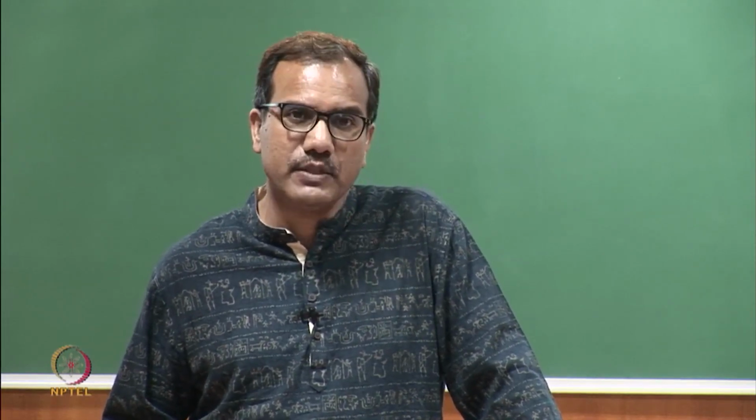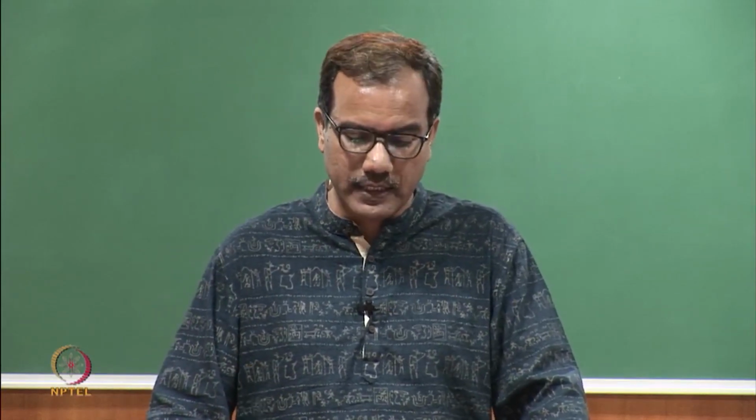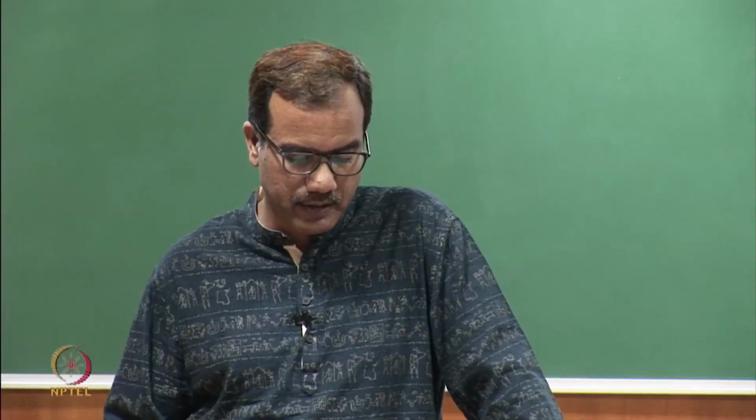Rotational spectroscopy is quite often used for chemical exploration of interstellar bodies, and for that radio telescopes are used. They detect different chemical species like new and existing molecules and free radicals, and they also help us in the study of the composition of different chemical species.